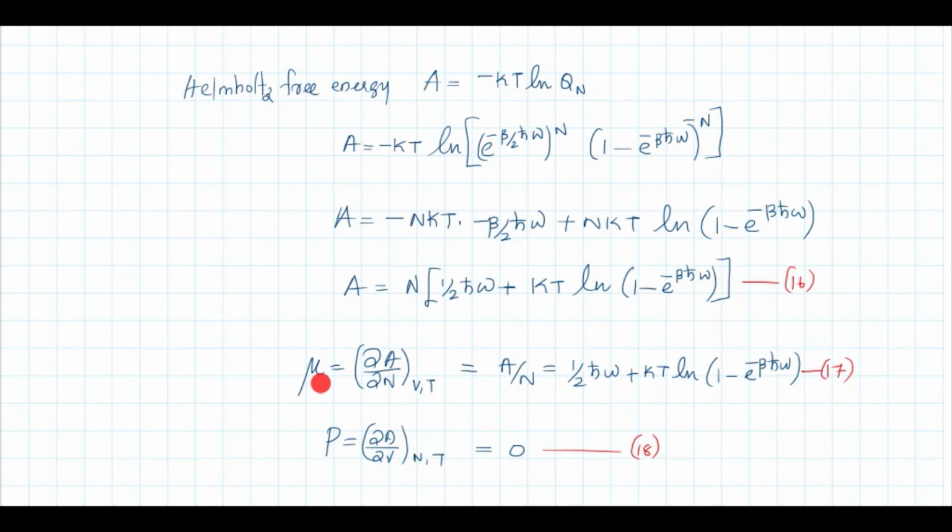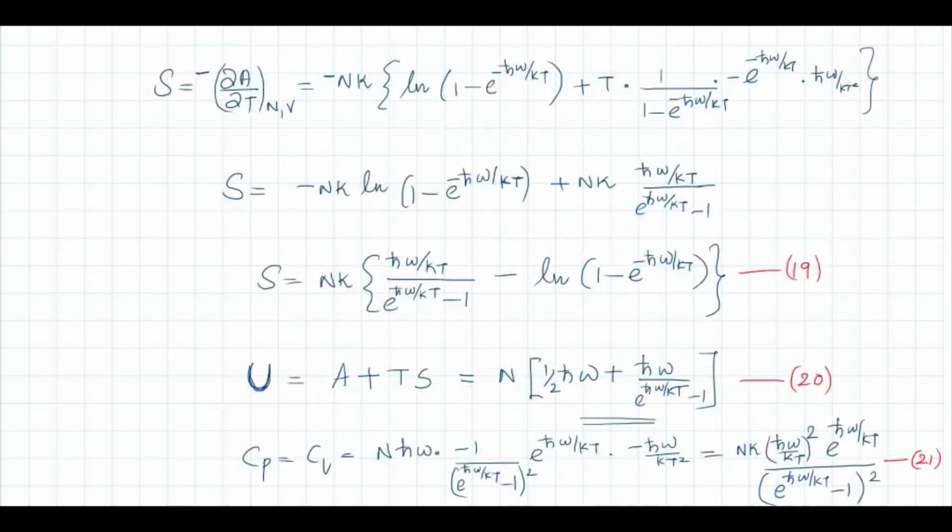Chemical potential mu is the partial derivative of A with respect to n at constant V and T. The only term which contains n is this n. So when you take the derivative with respect to n, you will get the term inside this square bracket. So mu is simply A by n. It is half h cut omega plus kT log 1 minus e raised to minus beta h cut omega. And p is dou A by dou V at constant n and T. There is no volume dependence here. So pressure is 0.